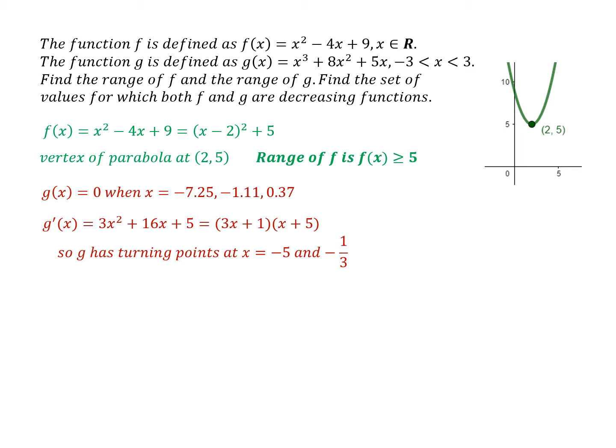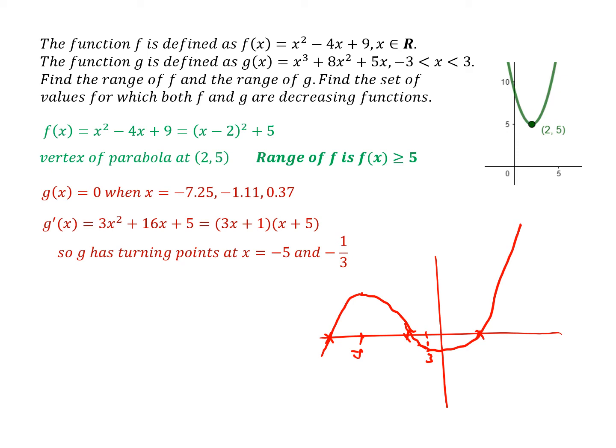So I can now set about sketching g of x. I've got turning points here at minus 5 and minus a third, but the graph cuts the x-axis at minus 7.25, minus 1.11 and plus 5. So it's looking a bit like that, something like that. But we need to remember that g of x is only defined for a set of values between minus 3 and 3.